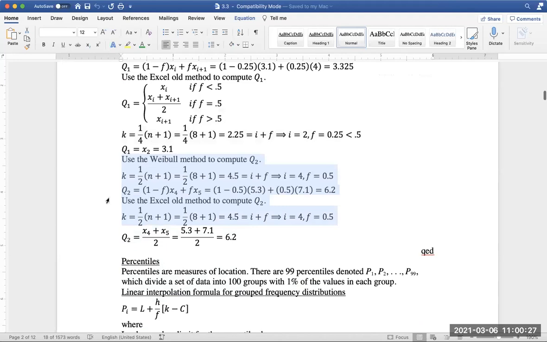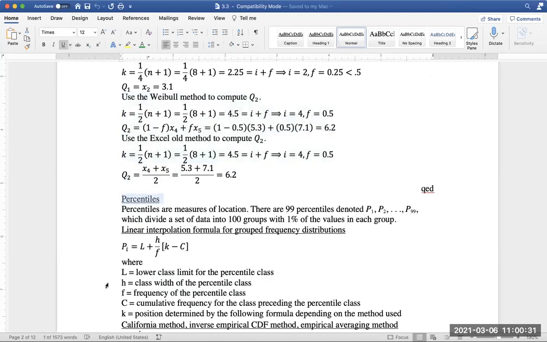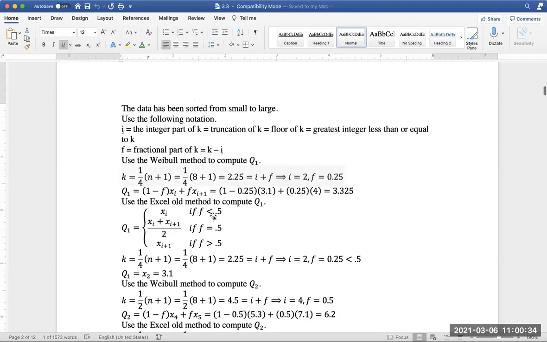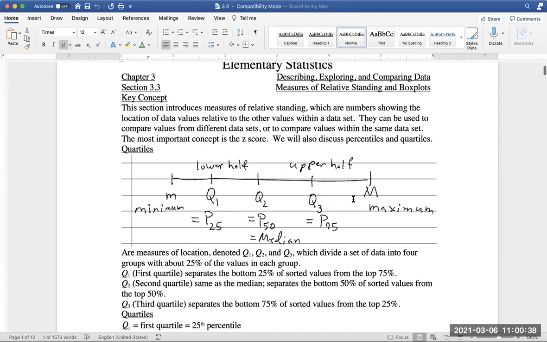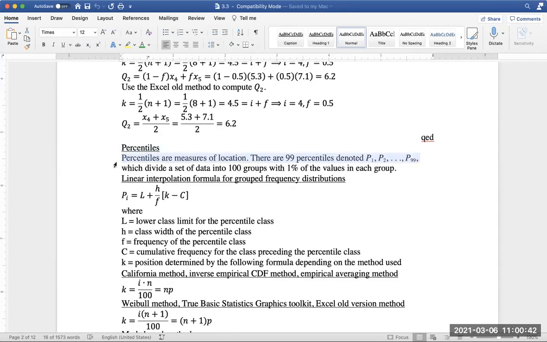So now percentiles. For quartiles, we divided this into four pieces, first, second, third, and fourth. For percentiles, we'll divide it into 100 pieces. The linear interpolation formula for grouped frequency distributions is the same that we got from the previous section when looking at medians. It is L plus H over F times K minus C. L is the lower class limit for the percentile class, H is the class width of the percentile class, F is the frequency of the percentile class, C is the cumulative frequency for the class preceding the percentile class, and K is the position.